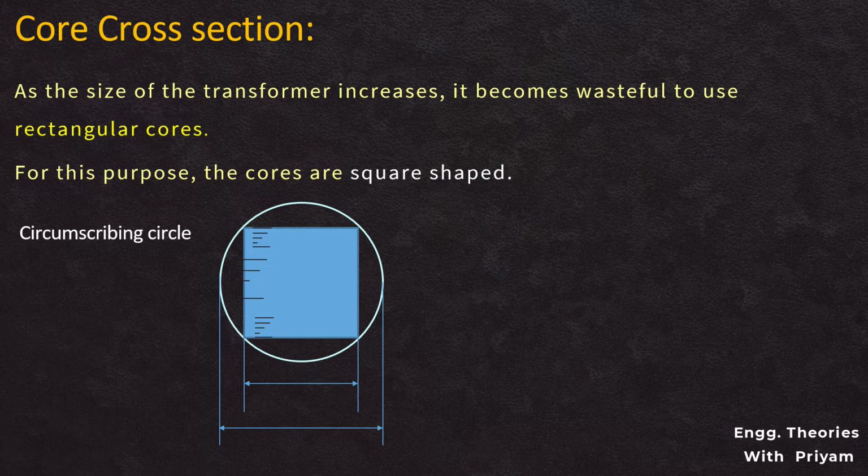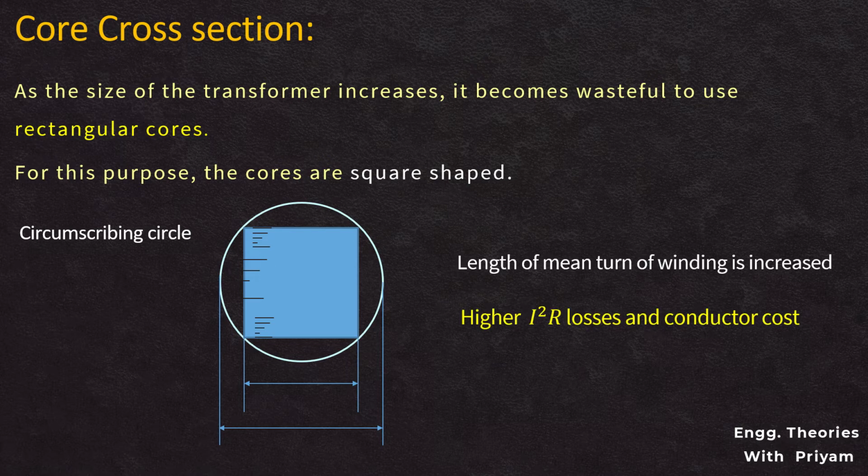Clearly, a lot of useful space is being wasted as the circumference of the circumscribing circle is long in comparison to its cross section. That means that the length of the mean turn of the winding is increased, giving rise to higher I square R losses and conductor cost. The circular coils are preferred for winding a transformer as they can be easily wound on machines on a former. The conductors can be easily bent and winding does not bulge out due to the radial forces developed during the operation.